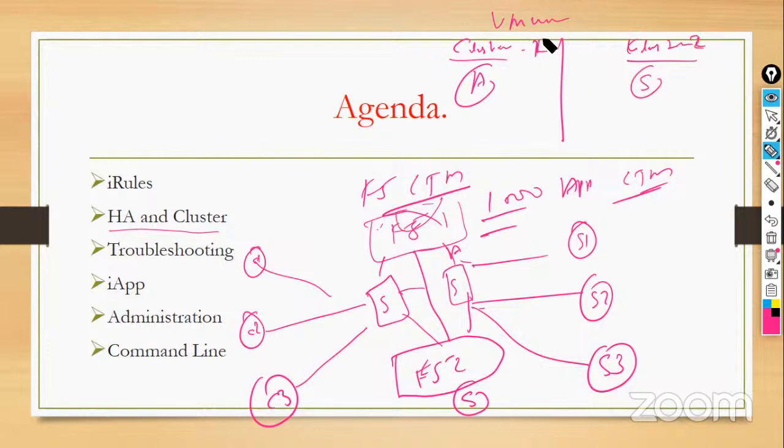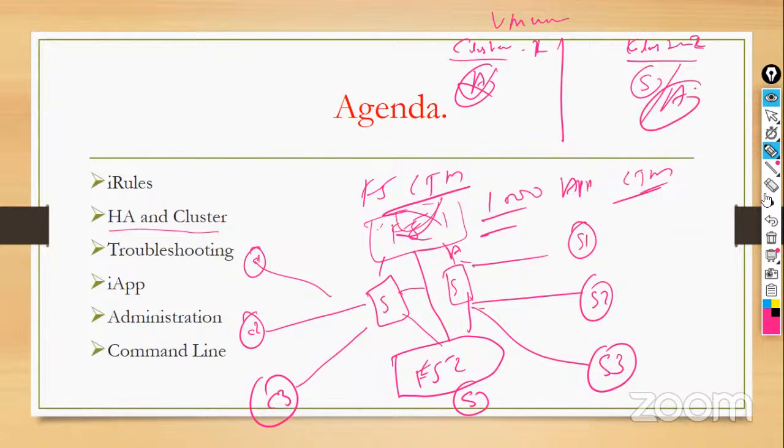Both clusters are working fine. For example, if this active unit shuts down, maybe there is some VMware issue or something, the other cluster is working fine, and your F5, which is right now the standby, will be moved to the active state. So there will be no impact for the end user, right? That's the reason we are using device redundancy, which is called HA.